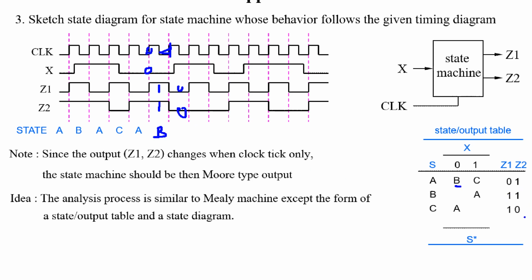There is no state with output 0 0, so you must define a new state, D. So B changes to D when X is 0, right? Then when clock ticks, it changes to the state with output 1 0. 1 0 is state C. So D changes to C when input X is 1.